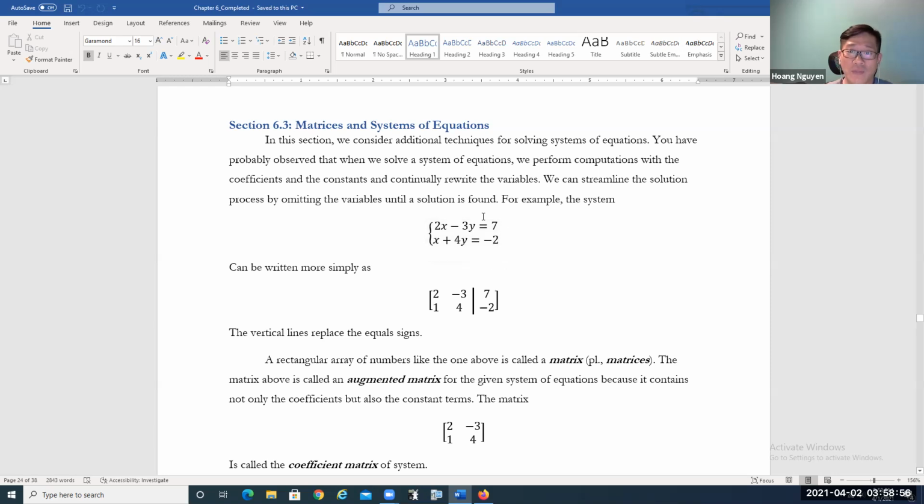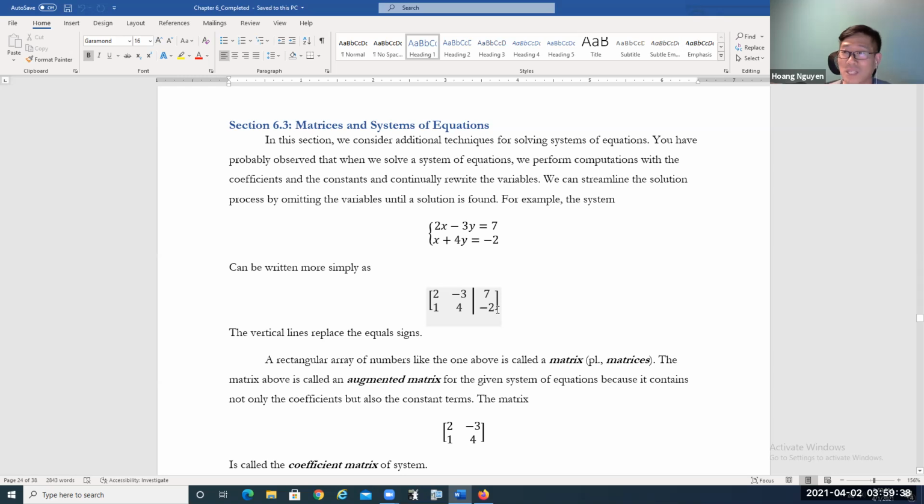If we rewrite this system of equations without the variables, it can be written more simply as follows. The coefficient of x is 2, the coefficient of y is -3, and the constant is 7. The coefficient of x is 1, the coefficient of y is 4, and the constant is -2. We might combine them and simplify it to something like this. The vertical line over here is replaced by the equal sign. So this is an example of a matrix.